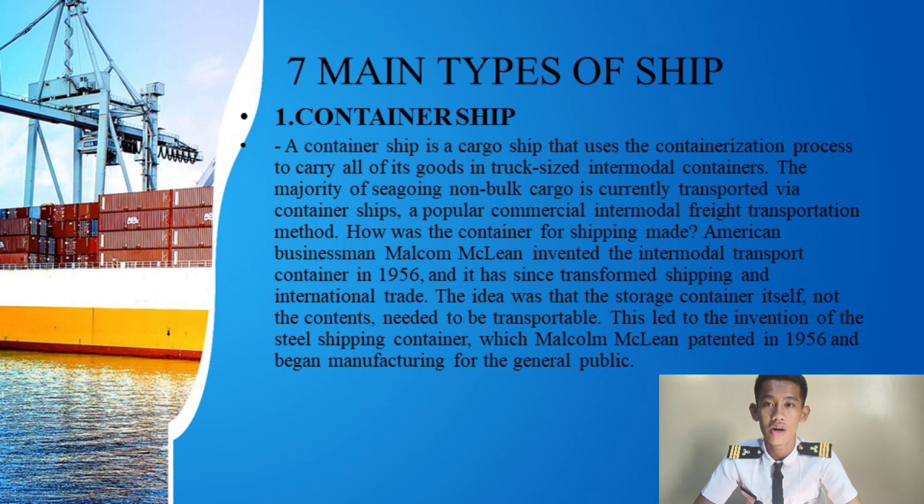Now, let's tackle the 7 main types of ship. First, container ship. A container ship is a cargo ship that uses the containerization process to carry all of its goods in truck-size intermodal containers. The majority of seagoing and bulk cargo is currently transported via container ships, a popular commercial intermodal freight transportation method. How was the container ship made?